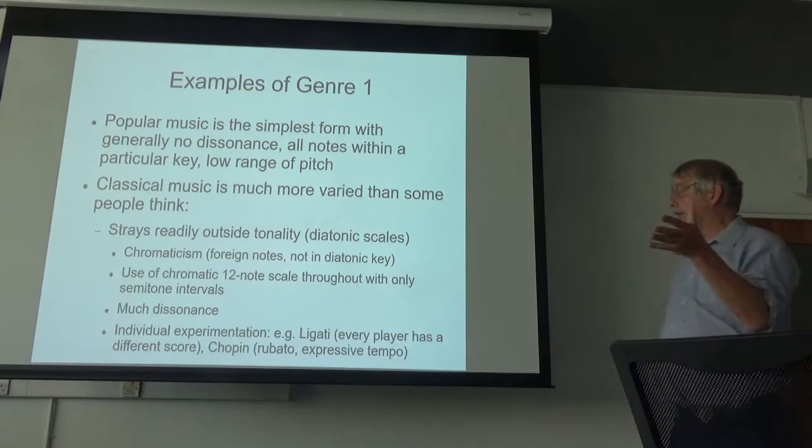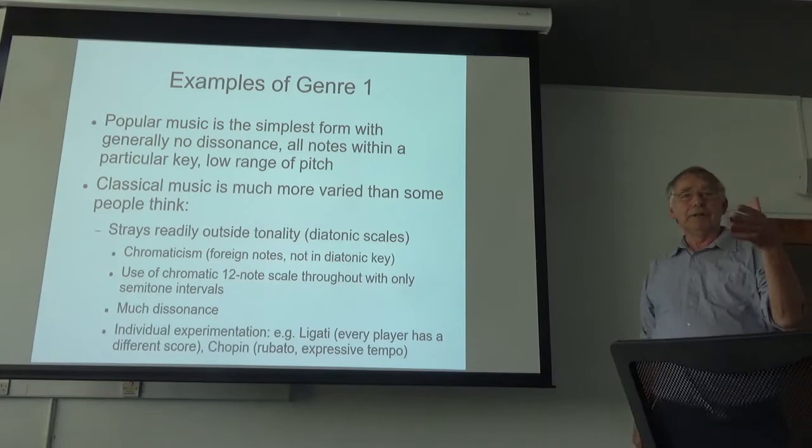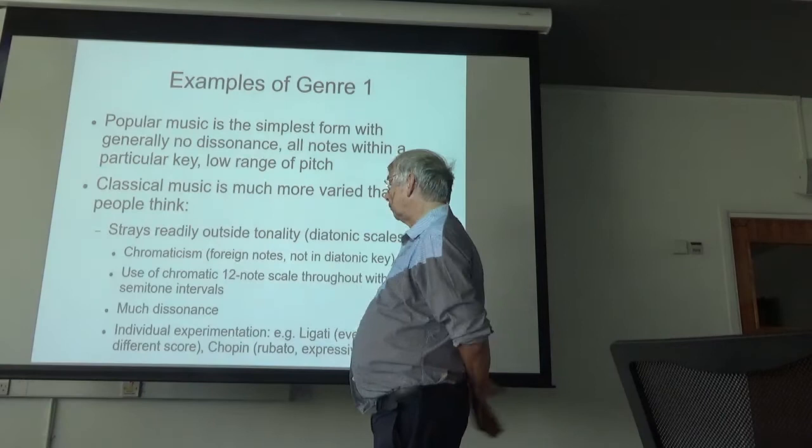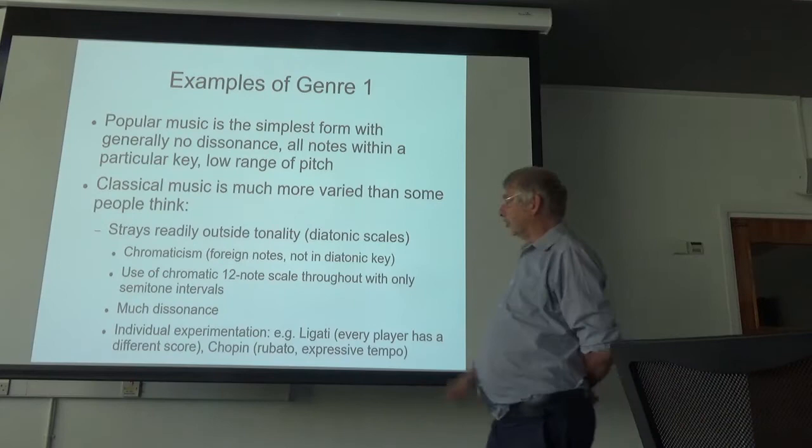So you won't get someone like Beethoven restricting himself to writing everything in the scale of C when he's writing something in C major. And of course, over the last 150 years, we've had the chromatic 12-note scale, just with 12 semitones across the octave. And that doesn't have the recognised major chords, the keys and things like that. There's much dissonance.